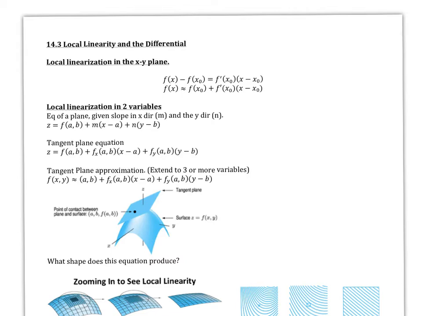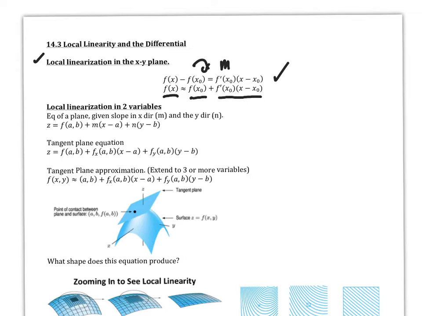So in regular calculus, what we did was local linearization in the xy plane. All we did was take the equation of the line where the slope was found from the derivative. Then we brought this term over to the other side, and so we get f of x is approximated by some initial value plus the change, and the change is determined by the slope and then whatever our x value is there.